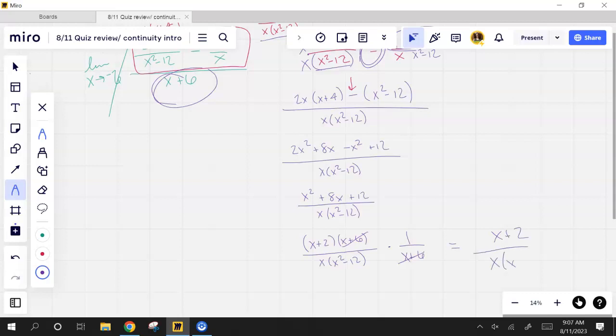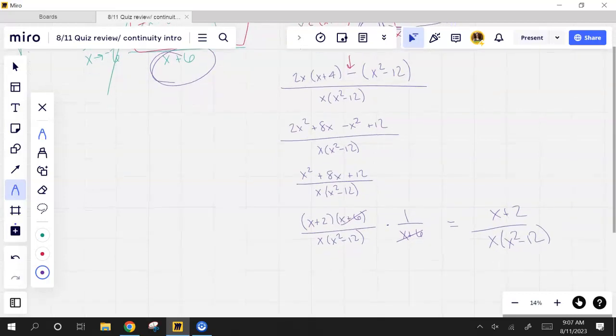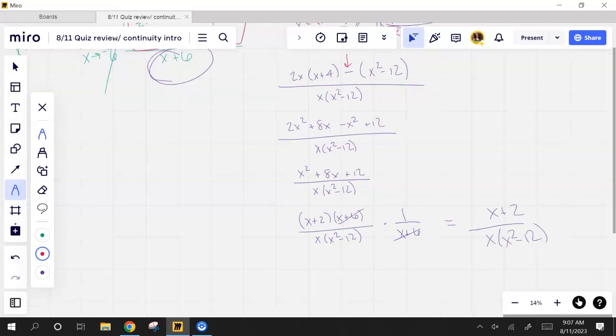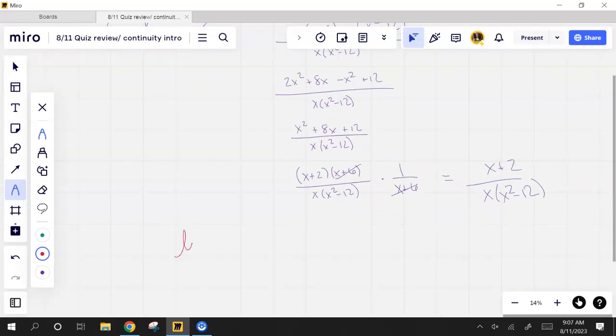And remember, don't lose track of the goal here. The goal here is to get this to where I can plug in that limit value so that I can evaluate algebraically, right? Bingo. Good job. Now put in -6. Limit as x goes to -6 of x plus 2 over x times x squared minus 12.